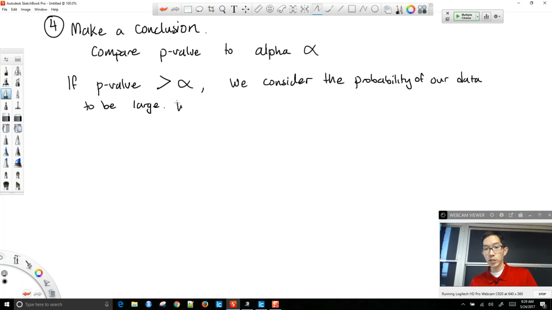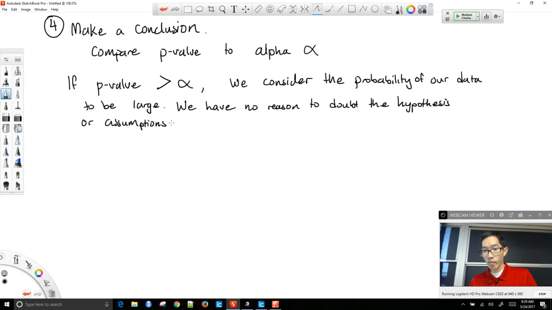This means we have no reason to doubt the hypothesis or the assumptions we've made. Okay, so the summary rule is if the p-value is greater than alpha, do not reject the null hypothesis.